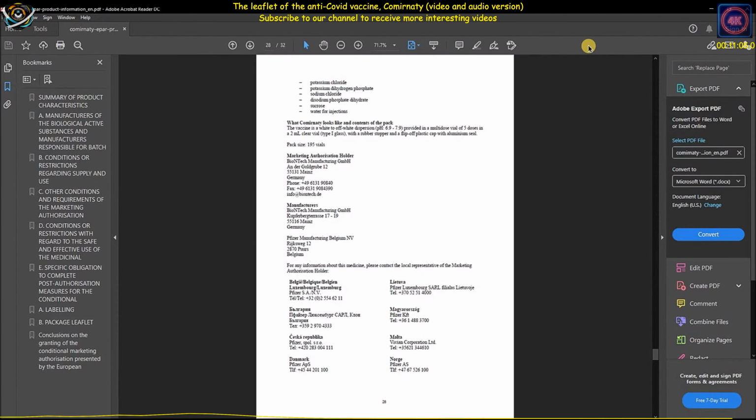What Comirnaty looks like and contents of the pack. The vaccine is a white to off-white dispersion, pH 6.9 to 7.9, provided in a multi-dose vial of 5 doses in a 2 ml clear vial, type I glass, with a rubber stopper and a flip-off plastic cap with aluminium seal. Pack size: 195 vials.